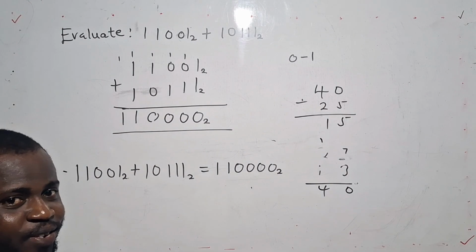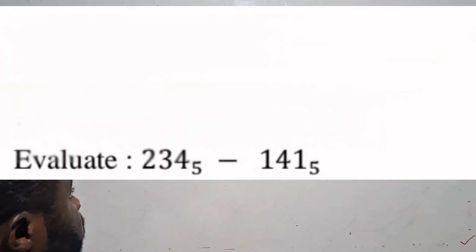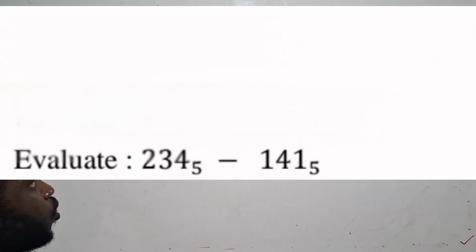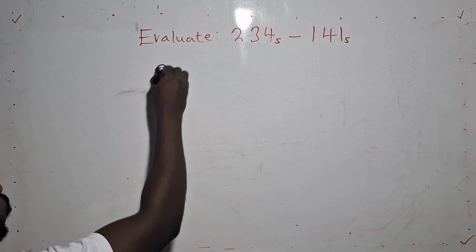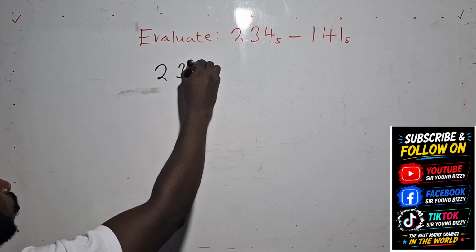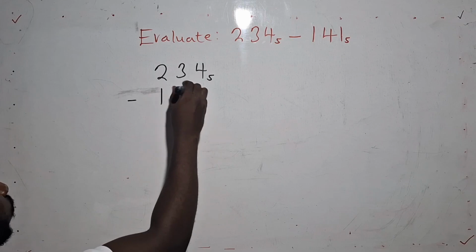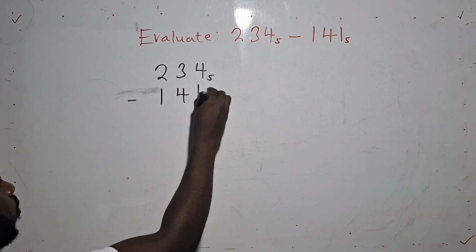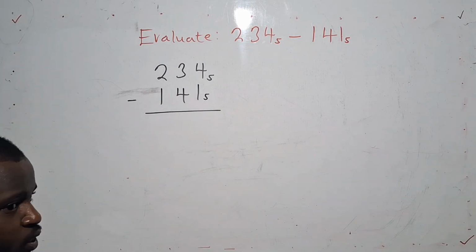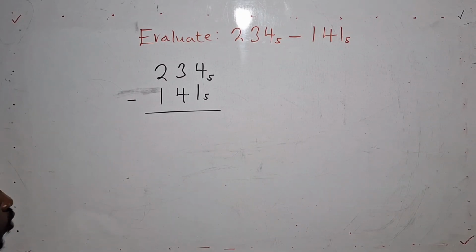So let's take the next question. So the second question says we have to evaluate 234 base 5 minus 141 base 5. So 234 base 5 minus 141 base 5. We are going to subtract.